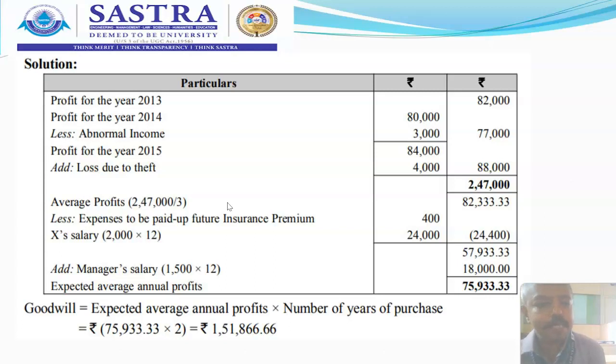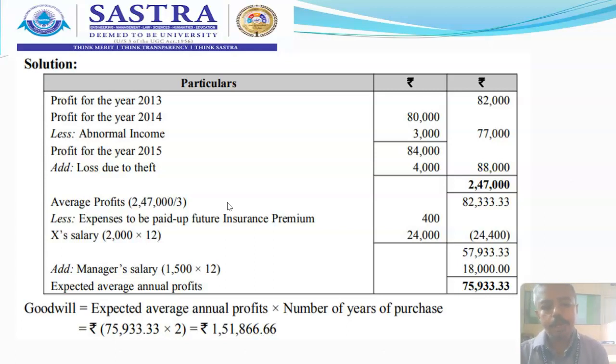So the first adjustment was the abnormal income for the year 2, 2014. That's not going to be regular in the future. So that was already added in the existing profit. That's how the 80,000 has arisen. So now we need to subtract the 3,000 because it has already been added. We need to calculate the actual profit without that abnormal income. In that case, we will get the profit for year 2 as rupees 77,000.